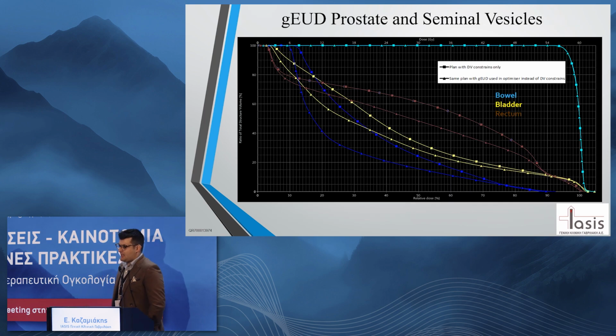This is a prostate and seminal vesicles plan that we produced back in 2018 at Norfolk and Norwich University Hospitals when we started investigating the use of gEUDs. As you can see, we have produced a plan with gEUDs and without gEUDs. gEUDs is the line with the triangles, and PTV coverage is exactly the same, while organ sparing is massively improved.